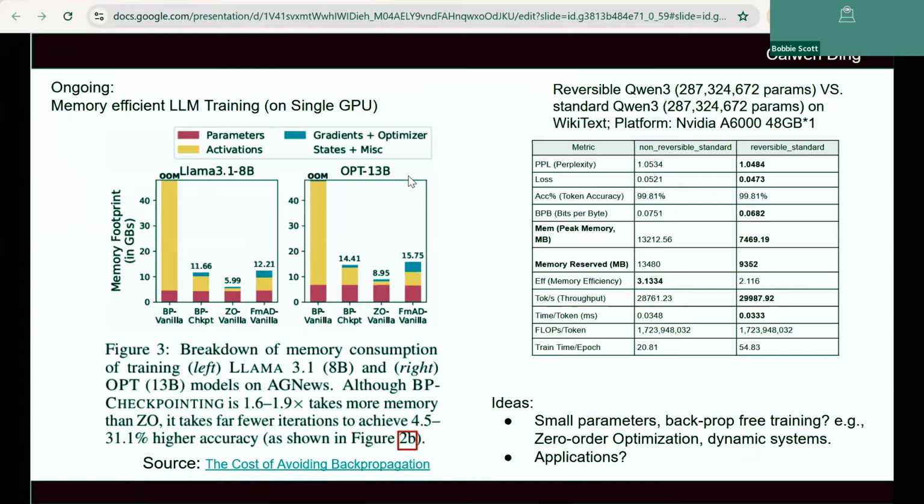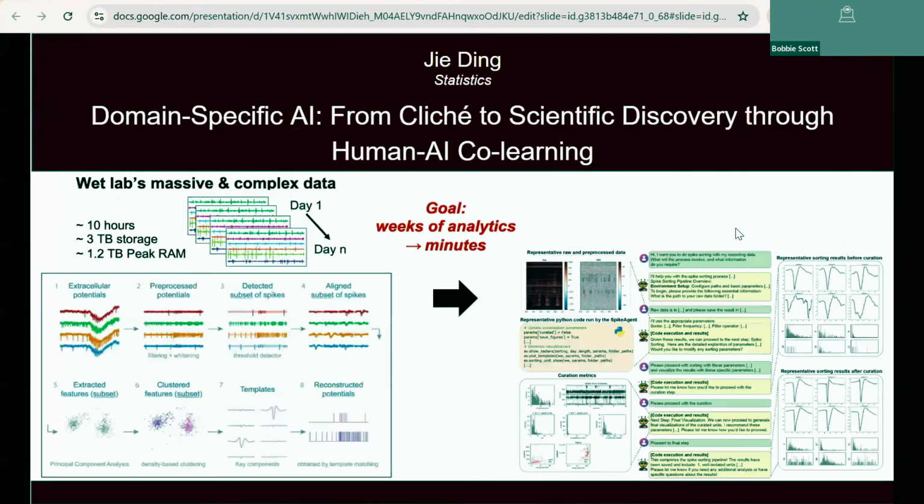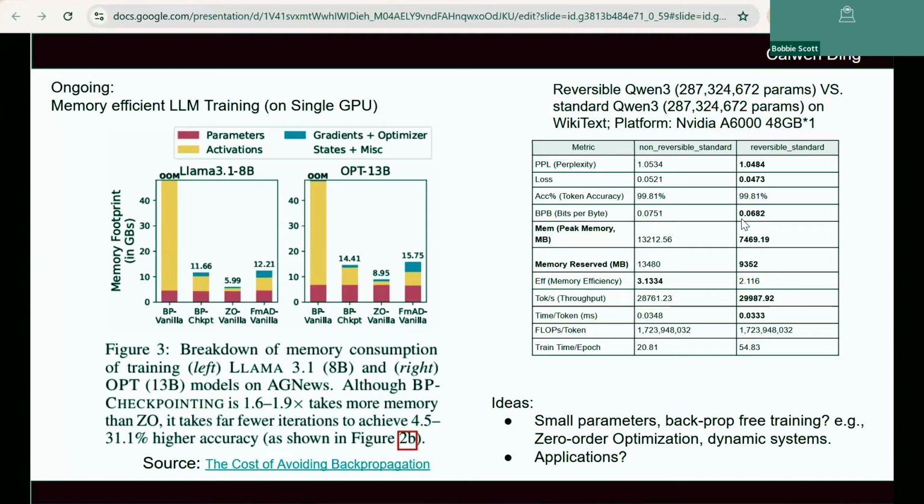We can see that the majority of the memory is consumed by activations and parameters, especially activations. In our investigation of this reversible design, you can see the peak memory on the Qwen models. On one GPU, the initial results show that our memory can be reduced by half if we apply this reversible design. However, there is still some opportunity for us. We keep investigating why the peak memory is not reduced as much as the theoretical description, and our students are still investigating that.